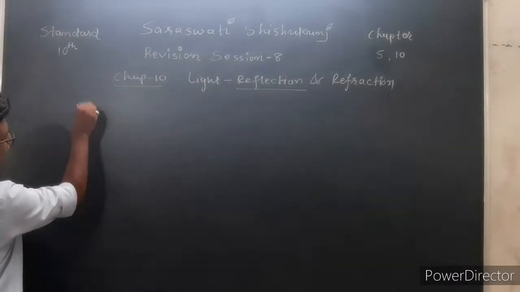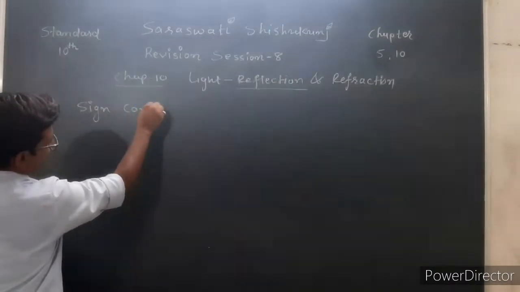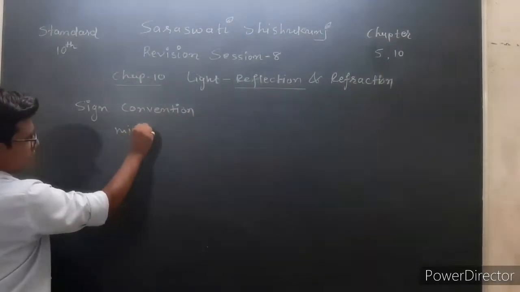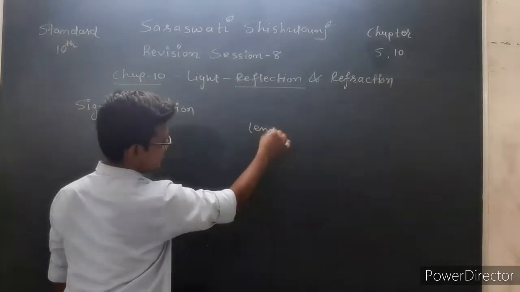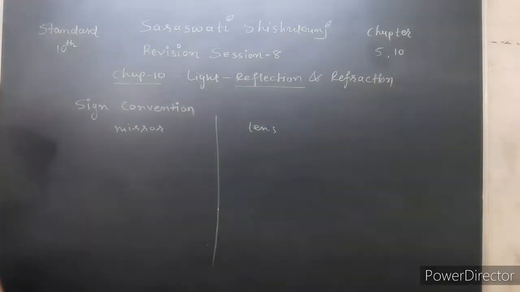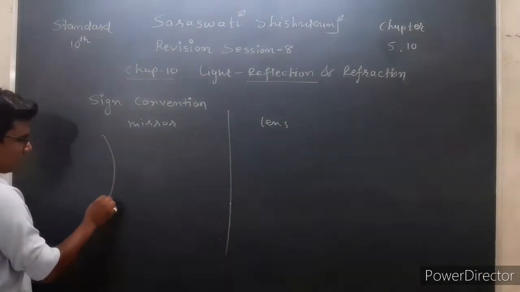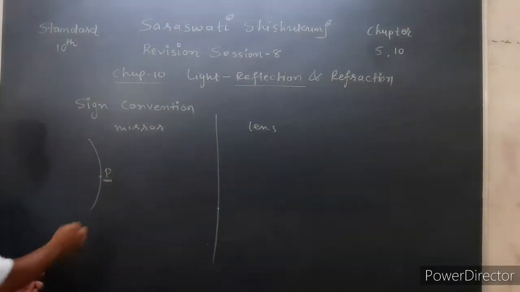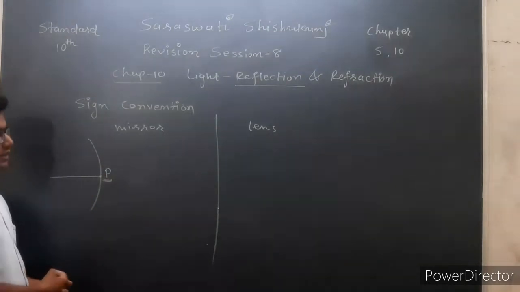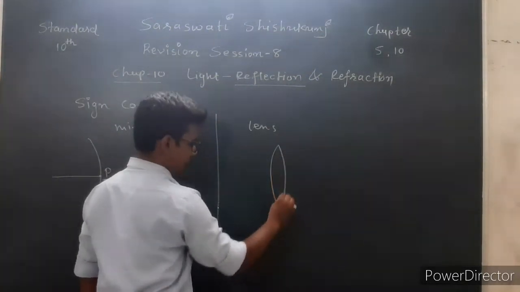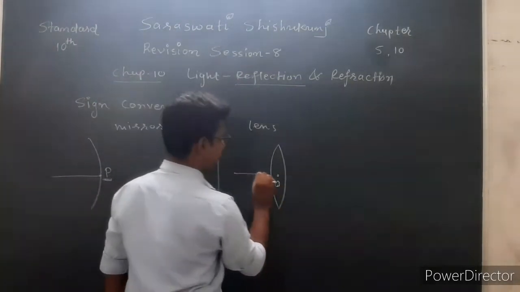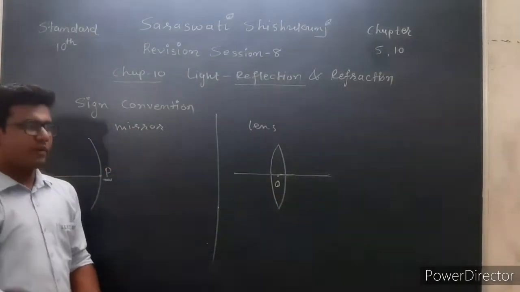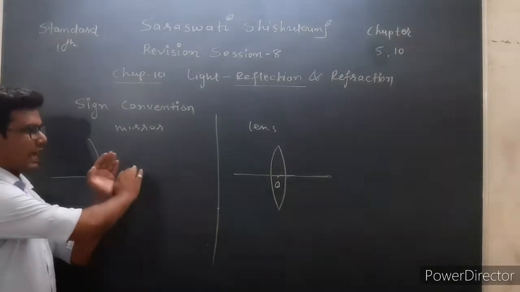Okay, now if we talk about sign convention for mirror and for lens, we are taking both together because it's an easy concept, only there is one difference. Here, if I have taken a concave mirror, every distance is taken from pole P. All of the distances are taken from pole P, right? If we talk about a lens, all of the distances are taken with reference to the optical center O. Then everything is common here.